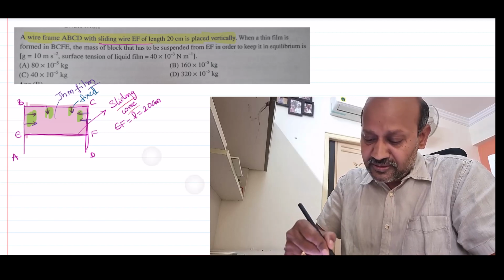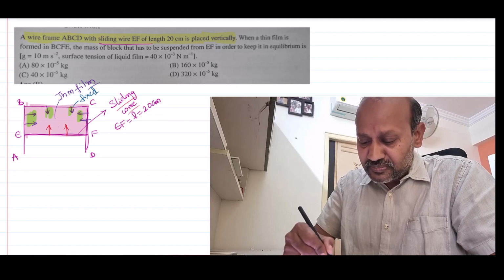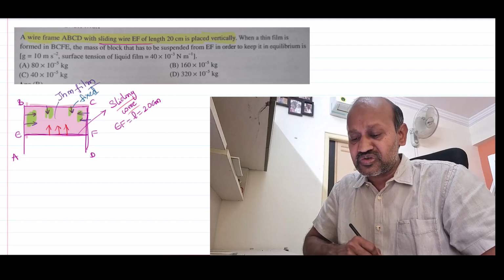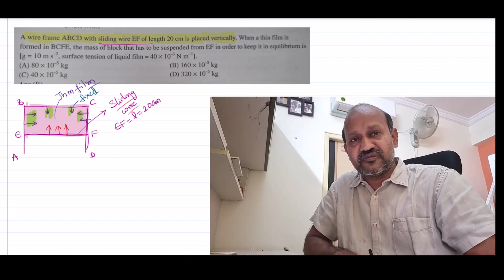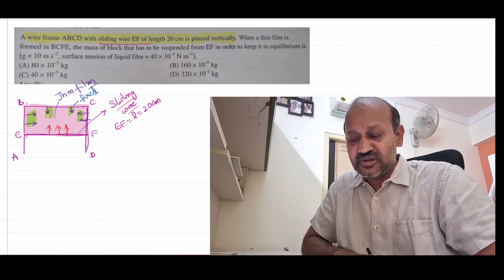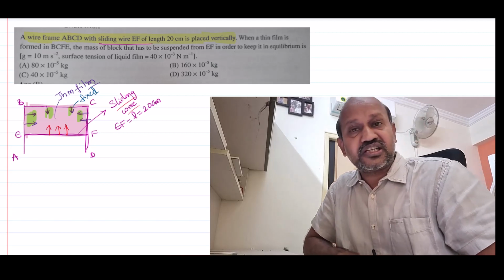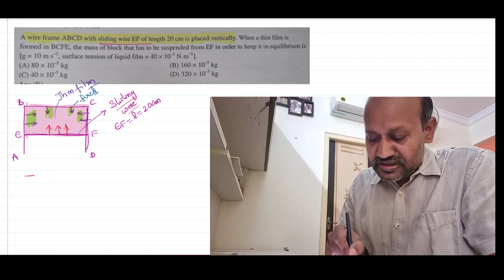So it is movable. This sliding wire is being pulled upward and it moves because of the surface tension force, so that the film acquires a minimum surface area as per the property of surface tension. Liquids always try to acquire minimum surface area. So that pulls it up. It pulls it up with a force that can be identified based on the definition of surface tension. What's the definition of surface tension?